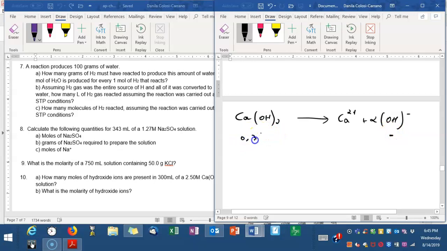And we have 0.3 liters. And you have a concentration of 2.5 moles per liter. So let's multiply those two numbers. So 0.3 times 2.5. This is 0.75. Those are the moles for the calcium hydroxide, which means you have twice as much for that side, so you have a 1.5 moles of the hydroxide. And then, what's the molarity of this? Well, once you have the moles, you divide by the 0.3, which is the liters, and you have a 5 molarity.